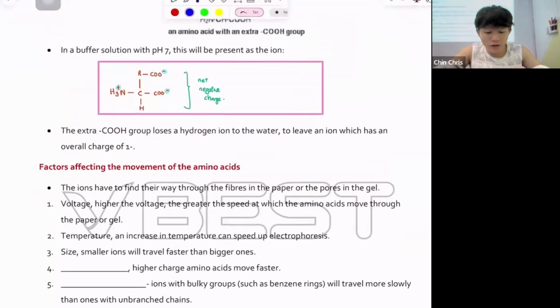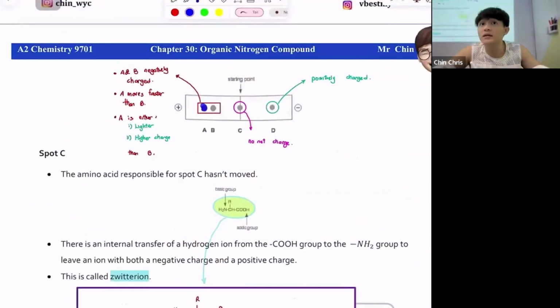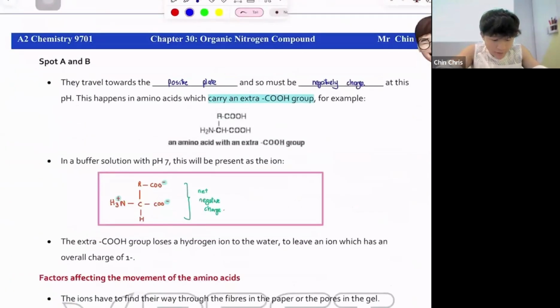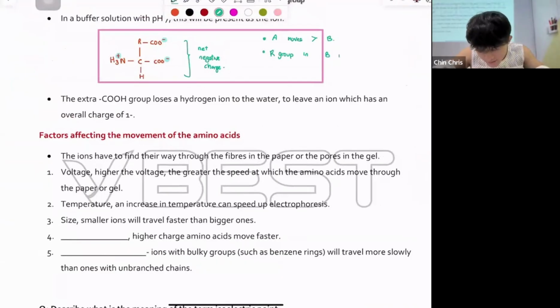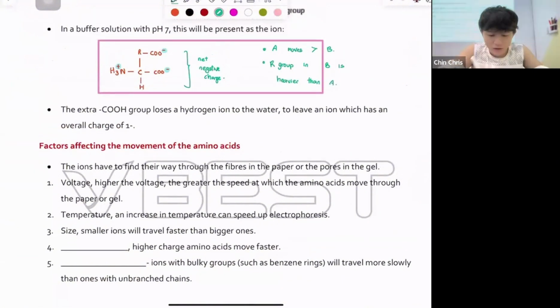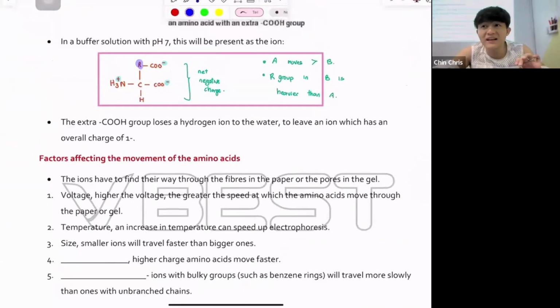But guys, if you look at it, you see that spot A moves faster than B. Which means the R group for spot A is definitely lighter than B. So the R group in your B is heavier, greater, or bigger compared to A. So which is why A moves faster because it's lighter, and B moves slower because it's fatter. Done.